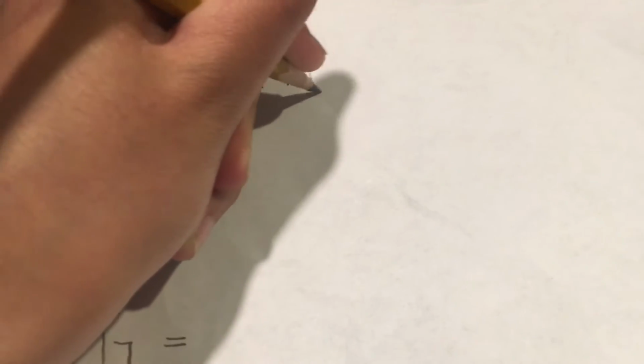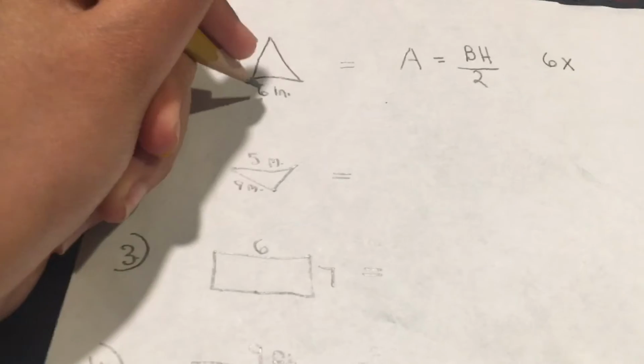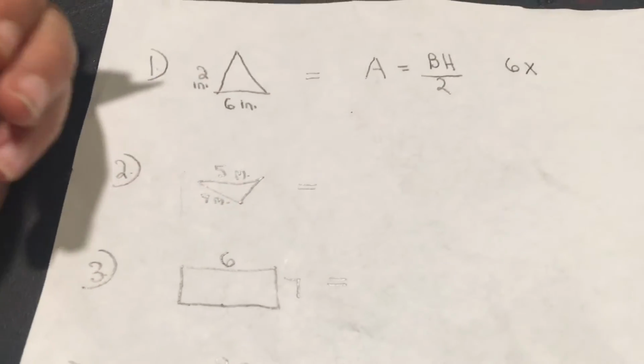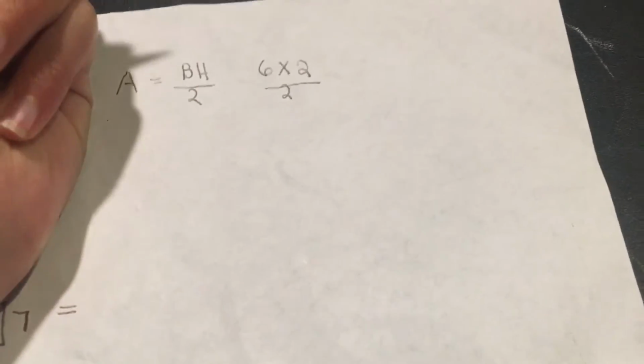To find the area of a triangle, remember, its area is base times the height over 2. The base is basically the bottom of it. In this case, the base is 6. And we're going to multiply it by the height, which is either this side or that side. In this case, we're using this side, which is 2 inches. So we're going to be multiplying that by 2. Next, we're going to go over 2.